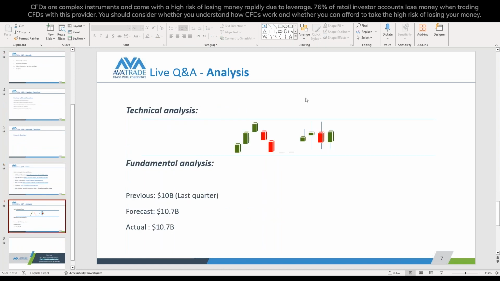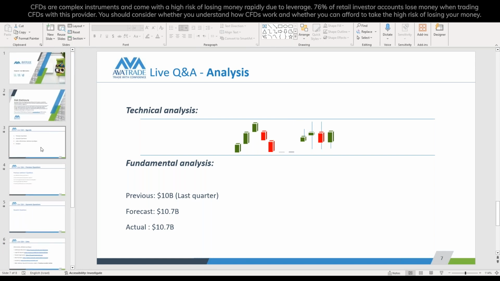I hope you understand that those examples can help us teach you technical analysis right here, and what's here at the bottom is more fundamental analysis wise.